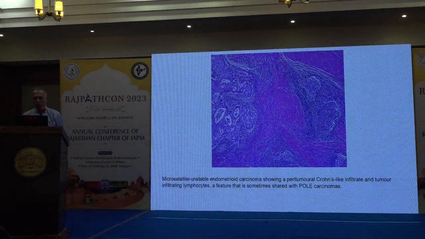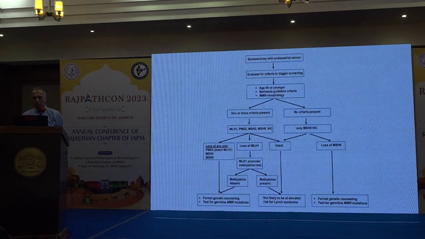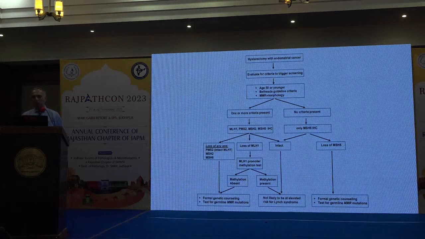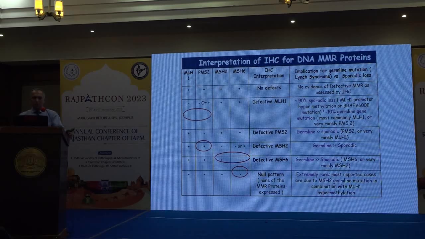So this is a typical Crohn-like infiltrate which you see, and which you also see in POLE mutated cancers, and can be seen in this MMR deficient. So there are clear-cut guidelines which you can follow. MSH2 and MSH6 go together, and MLH1 and PMS2. Of course, if you get an isolated MLH1 loss, it may be due to promoter hypermethylation. Thereby, you have to do hypermethylation testing. A loss of MSH6 is always considered. So you can have all sorts of possibilities.